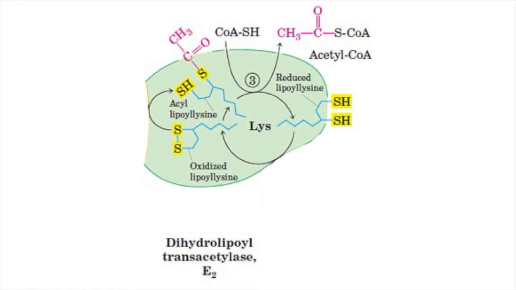Here in E2, the TPP falls off and the hydroxyethyl joins a lipolysine to make acetic acid. The lipolysine pushes up the acetyl group in acetic acid onto a coenzyme A. This makes the second new molecule acetyl-CoA, which is then released.